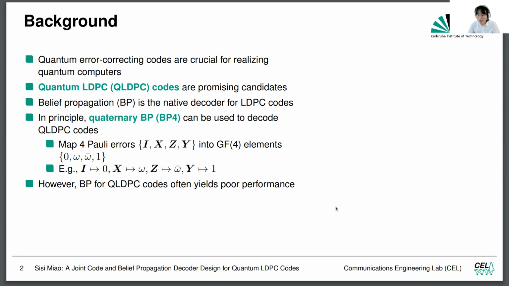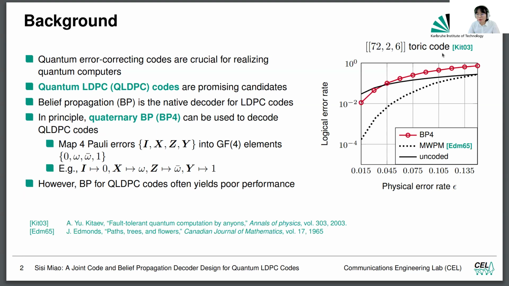So why is this the case? We can look at this example, which is a small toric code. We see that this is uncoded, and this is the minimum weight perfect matching decoder, which is the near optimal decoder for a toric code over the depolarizing channel. If we use BP decoding, it's so much worse than the other decoder, and it's almost not giving any advantage compared to the uncoded case.